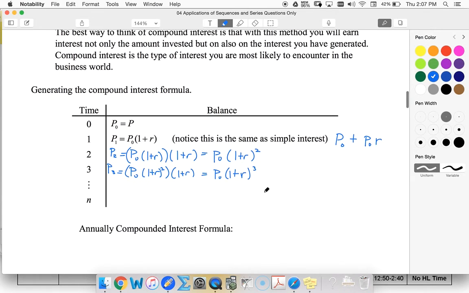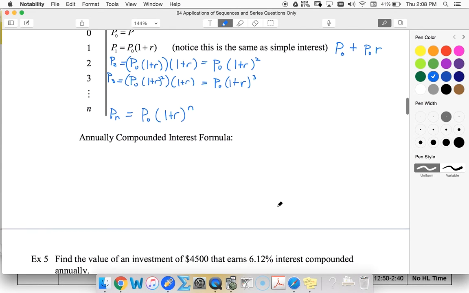So I'm going to continue getting interest on all of my amount of money until my nth term. That means I'm going to end up with P naught times 1 plus R to the n. So I get interest applied n times. And that's because we started with our initial amount of money here at P0. So that's why this has n and not n minus 1. Because I applied the interest n times.